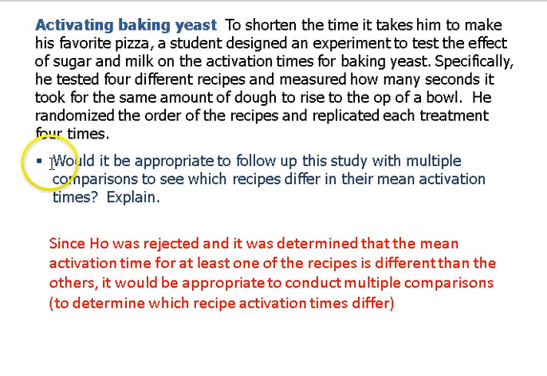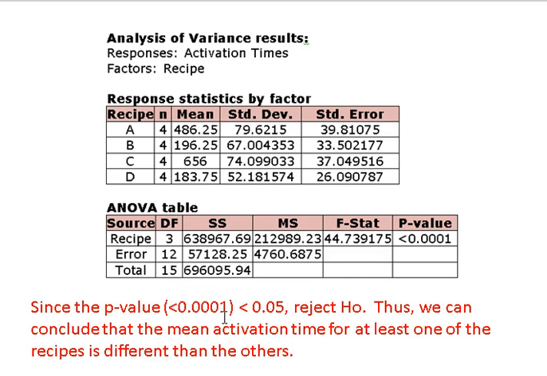The last part of this, the problem says, would it be appropriate to follow up this study with multiple comparisons to see which recipes differ in their mean activation times? So going back to our conclusion, we conclude that at least one of the activation times on average is different than the others, but we don't know which one's different. To determine which of these 4 groups has a greater mean time or a lesser mean time, keep in mind, these are just the samples, so you can't necessarily determine which groups are different from the samples alone. We're going to do the statistics to determine, based upon these samples, which of the overall activation times for all trials of recipes A, B, C, and D are different.